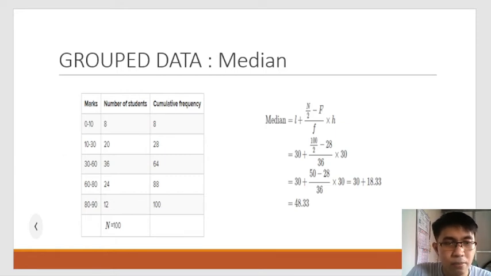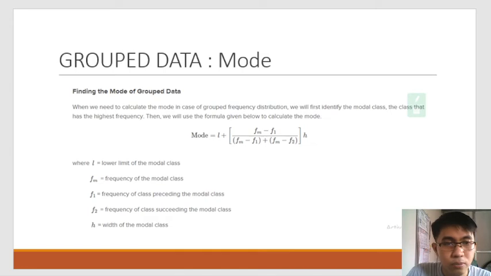clear out some items. So let's move to the group data for the mode. So for the mode naman po, same ang scenario under the median class. Merong modal class po na tinatawag and meron tayong formula po na sinusunod. The L is the lower limit of the modal class. The Fm is the frequency of the modal class. F1 is the frequency of the class preceding the modal class. F2 is the frequency of class succeeding o yung susunod dun sa modal class, and H is the width or the interval o the size of the interval.